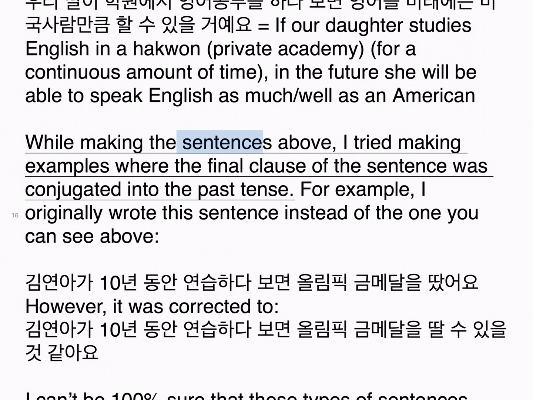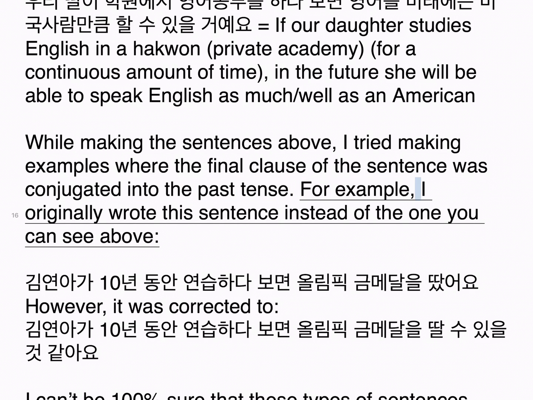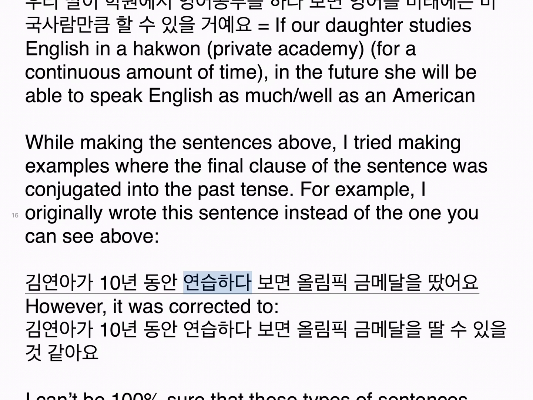While making the sentences above, I tried making examples where the final clause of the sentence was conjugated into the past tense. For example, I originally wrote this sentence instead of the one you can see above. 김연아가 10년 동안 연습하다 보면 올림픽 금메달을 땄어요. However, it was corrected to 김연아가 10년 동안 연습하다 보면 올림픽 금메달을 딸 수 있을 것 같아요.